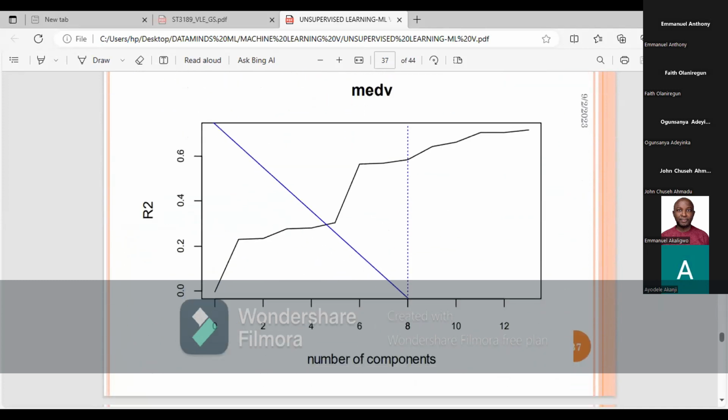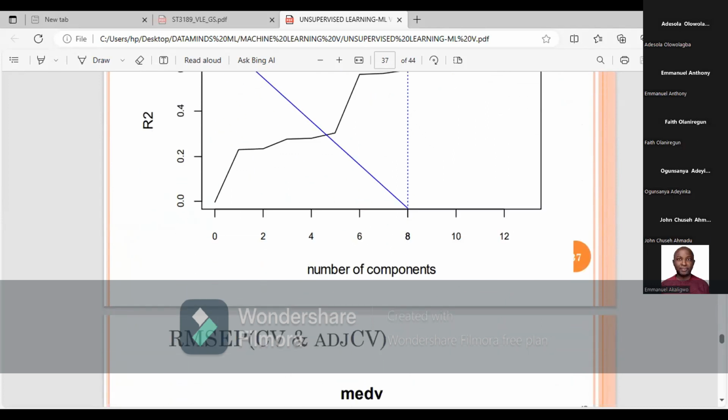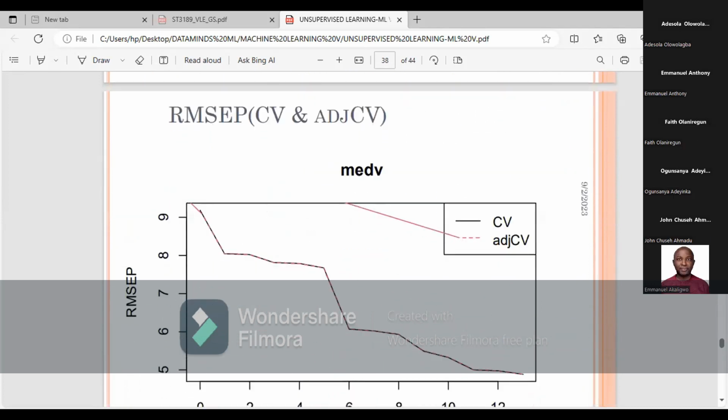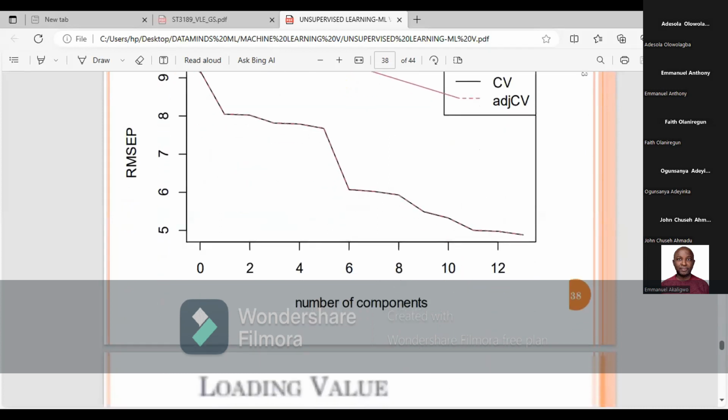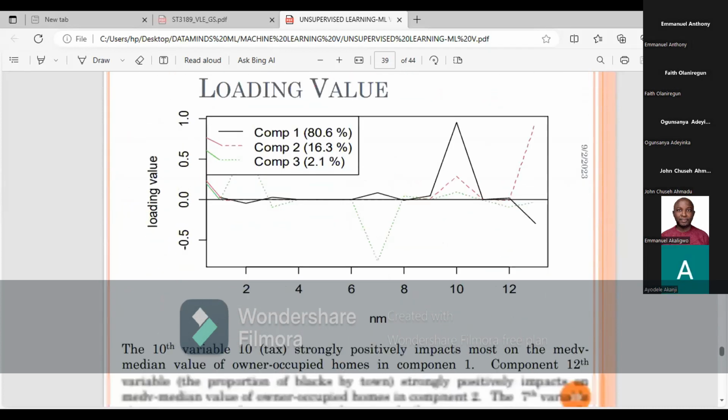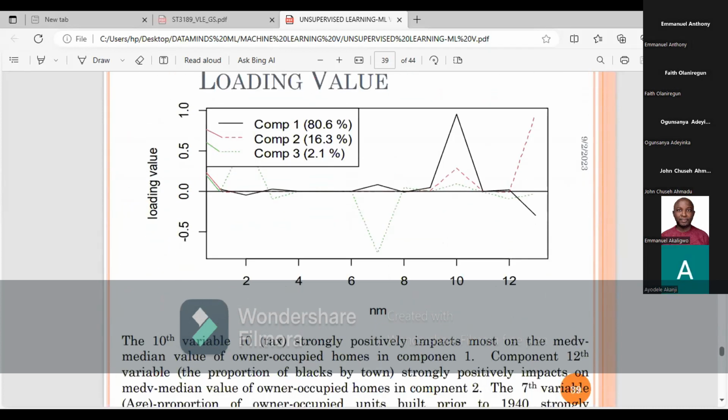Then we have our R-square plots. This also gives our R-square plots by number of components. Then our root mean square, you have CV and adjusted CV. Then our loading values, look at the loading value that we described in the earlier equation. Now, looking at this, it varies. We can liken it to our R, which is a correlation coefficient.